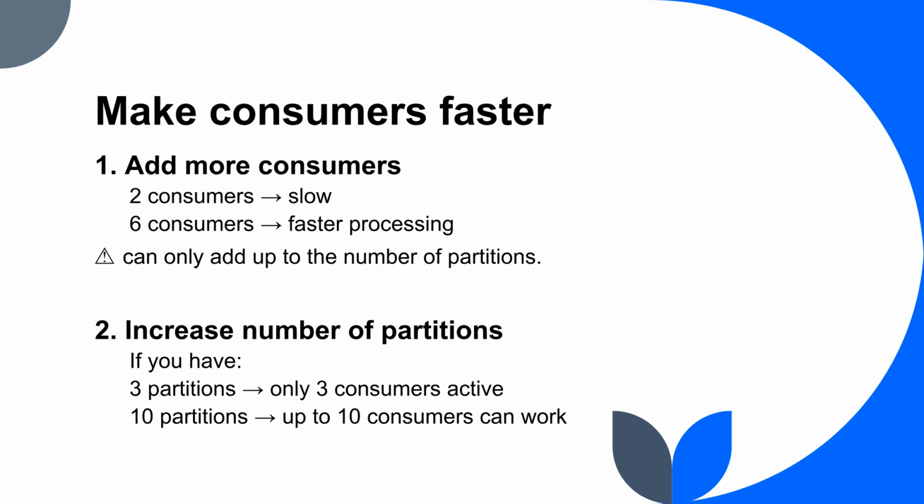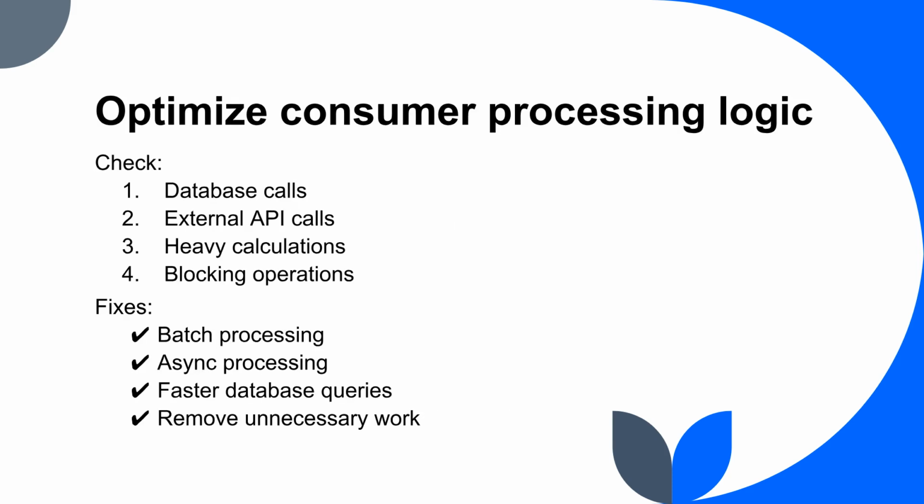One way to fix high consumer lag is to make consumers faster. This can be achieved by adding more consumers, up to the number of partitions, or by increasing the number of partitions. You should also optimize consumer processing logic by checking for slow operations like database or external API calls, heavy calculations, and blocking operations. Fixes include batch and async processing, faster database queries, and removing unnecessary work.